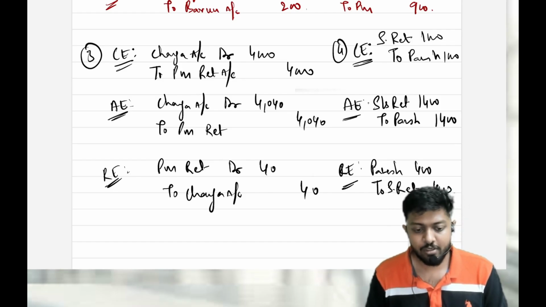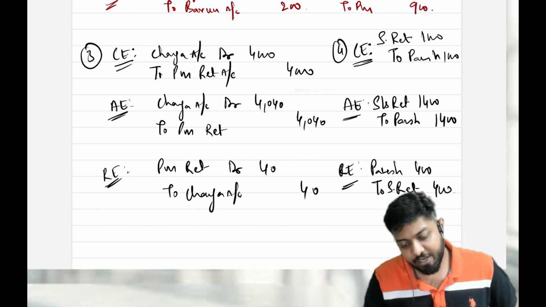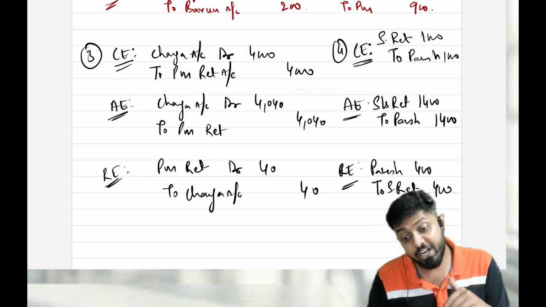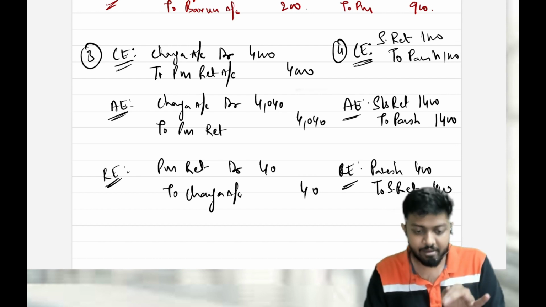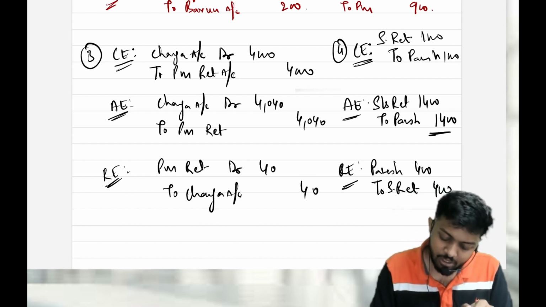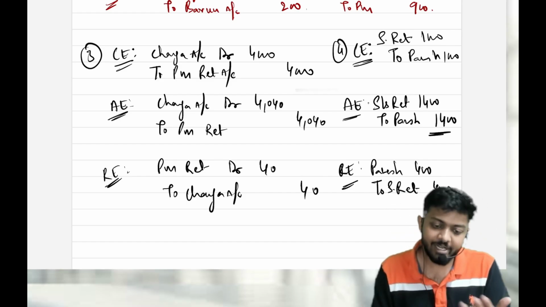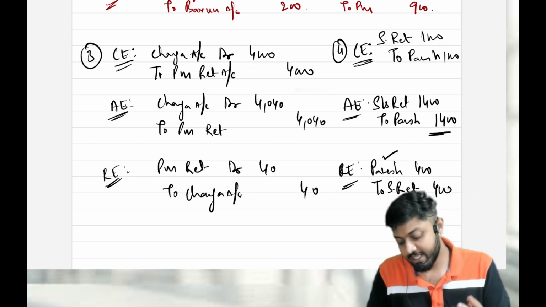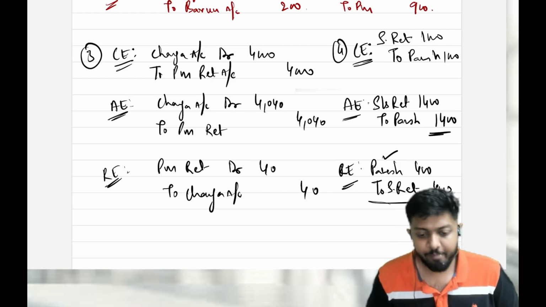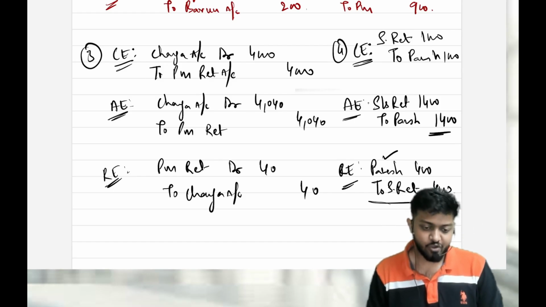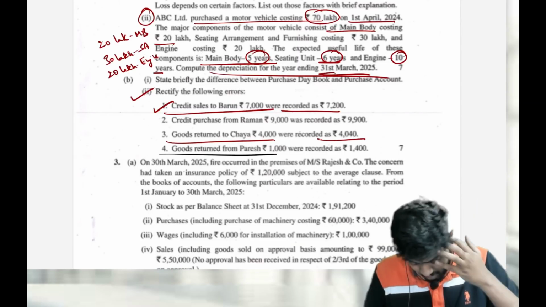So I hope you have understood now. Everything is very similar. So what happened here? The fourth case, sales returns is debited more by 400. Paresh is credited more by 400. So Paresh should be reduced. He has been credited more, so I have to reduce that credit. So I will debit Paresh by 400. Sales return is debited more by 400. I have to reduce, so I will credit it. Okay, I hope you have understood. Done. So can we go to the next question? I think that should be easy.